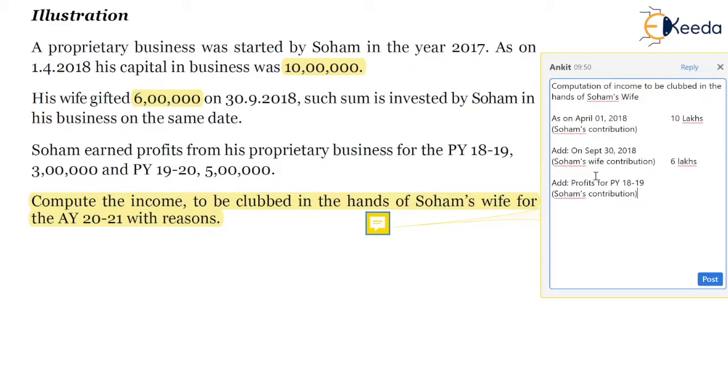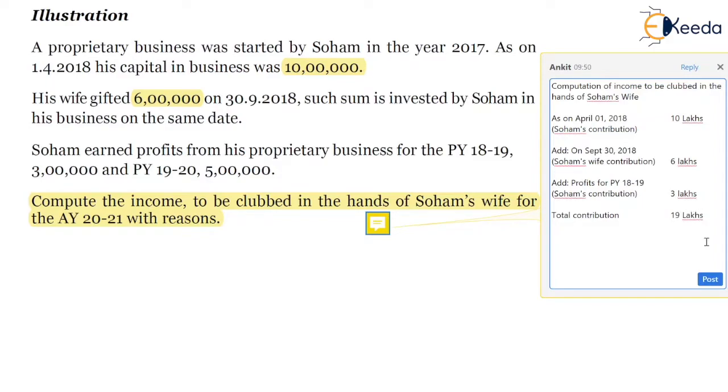Correct, friends? So accordingly, the profits of 18-19 cannot be apportioned in this case, only because we will be seeing the balance as on 1st of April, and the balance as on 1st of April 2018 in this case was only Soham's contribution, which is 10 lakhs. So add profits, which will be only Soham's contribution, which is 3 lakhs. So total contribution you can see is 10 plus 6 plus 3, 19 lakhs. Right?